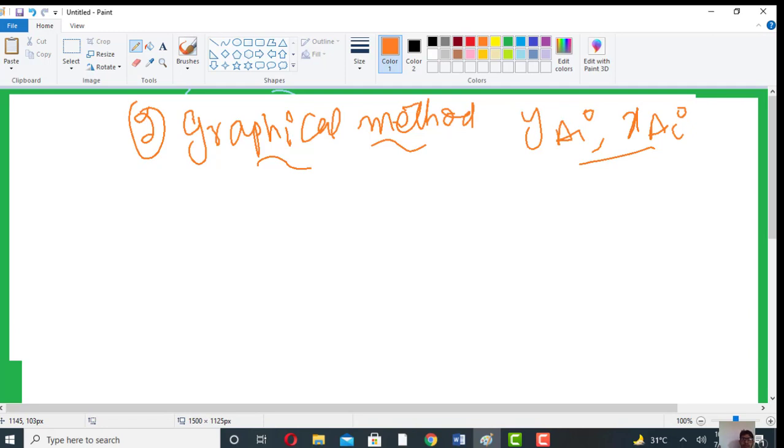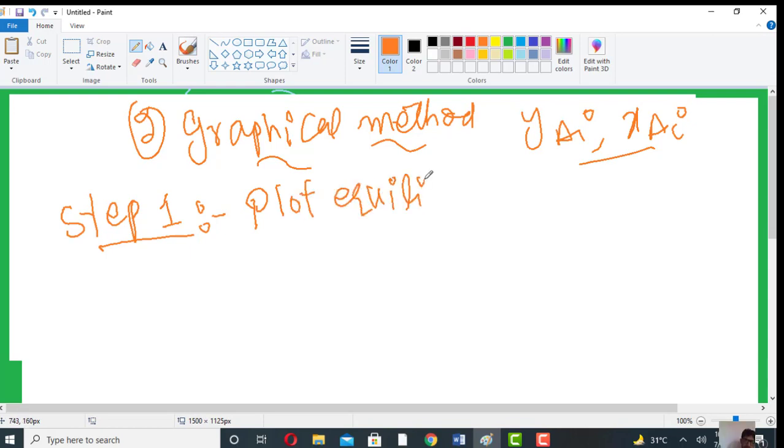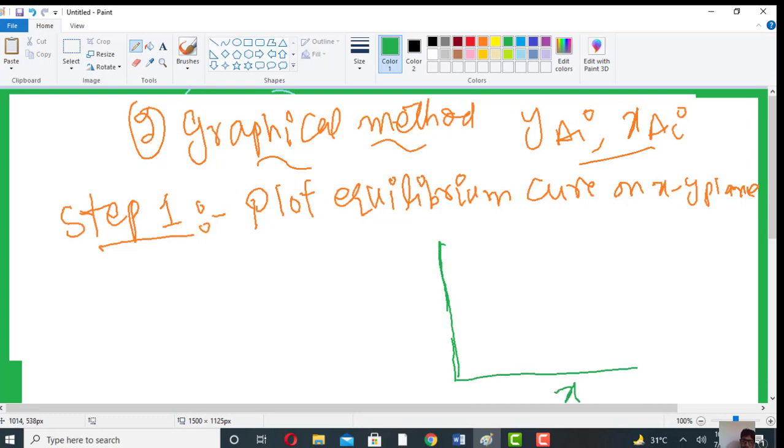We will discuss this method in some steps. In step number one, we will plot the equilibrium curve on the xy plane. So suppose this is the xy plane.